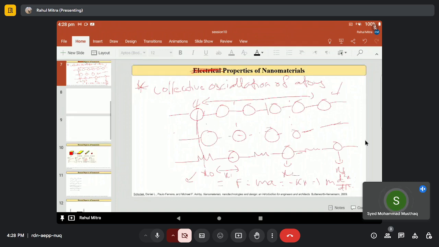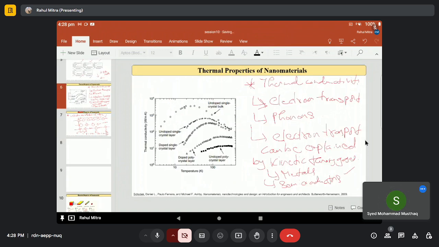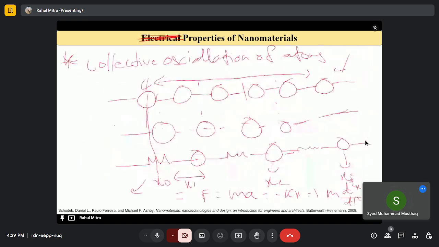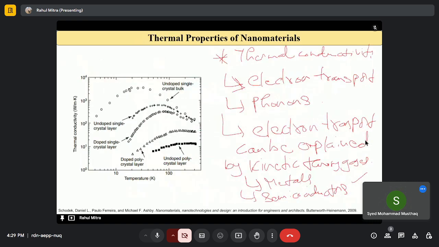Now, coming to how exactly it happens. See, if we see here, this axis is my temperature, and this axis is my thermal conductivity, right? So increasing temperature will have more vibration of atoms, so more oscillations of atoms. We'll have a high frequency of oscillations of atoms, which results in higher thermal conductivity, right?